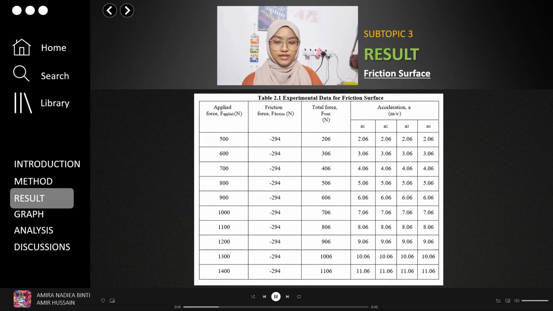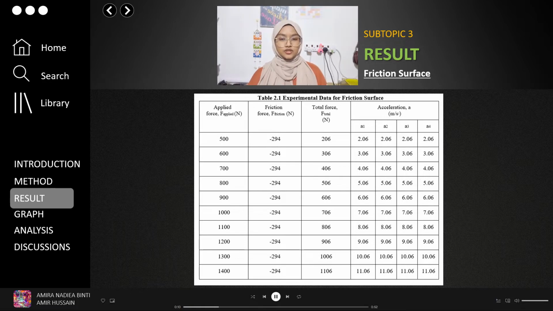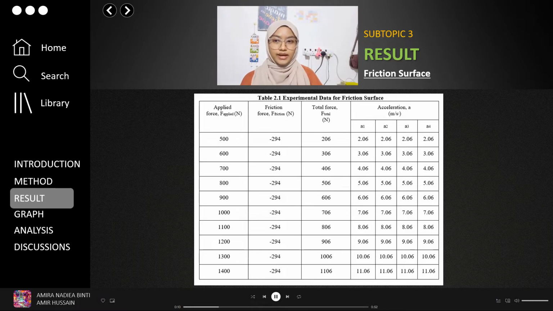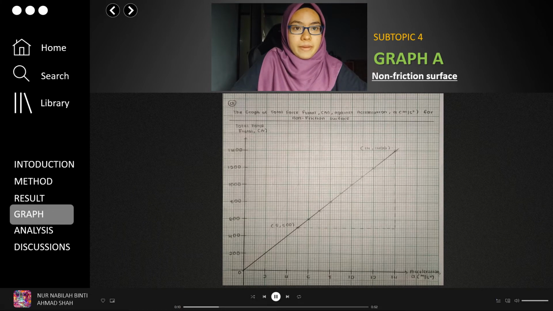For the friction surface, the friction force is negative 294 as stated in the simulation. The friction force for each data is the same because we use the same surface, which is wood. So the total force is equal to the applied force plus the friction force. So the total force for the 500 Newton is equal to 500 Newton plus negative 294, equal to 206. And here also we repeated the experiment 3 more times, so we got a total of 4 data for each applied force. So for my part, I will be presenting the graph and the analysis.